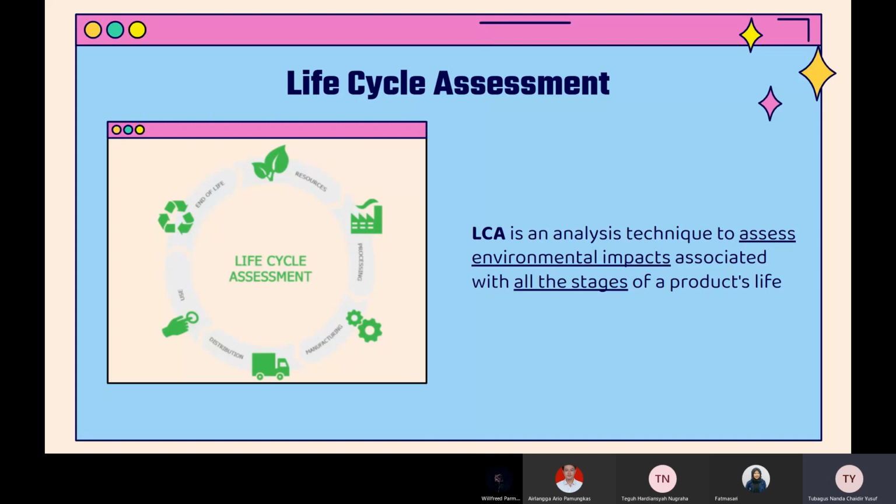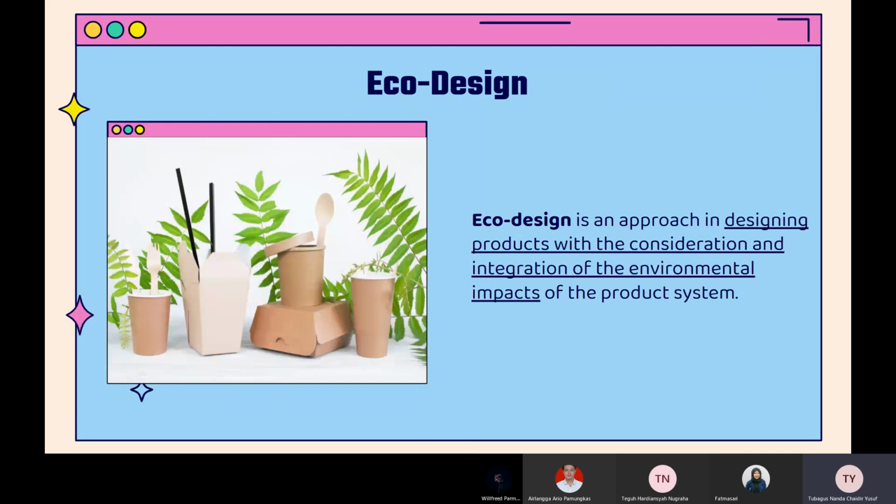LCA is an analysis technique to assess environmental impact associated with all the stages of the product's life, which is from raw material extraction through material processing, manufacture, distribution, and use. Meanwhile, eco-design is a well-established approach in designing a product with the consideration and integration of the environmental impacts of the product system. Here, we'll be discussing plastic-based products.